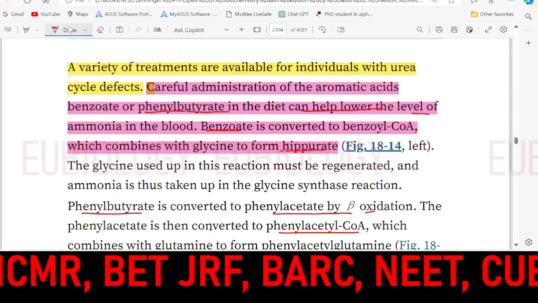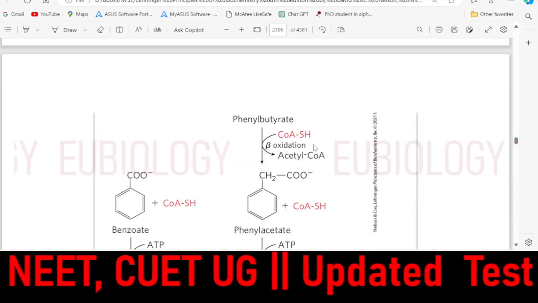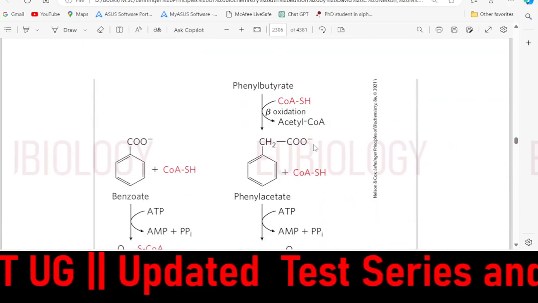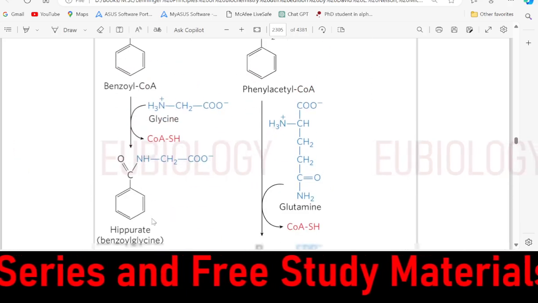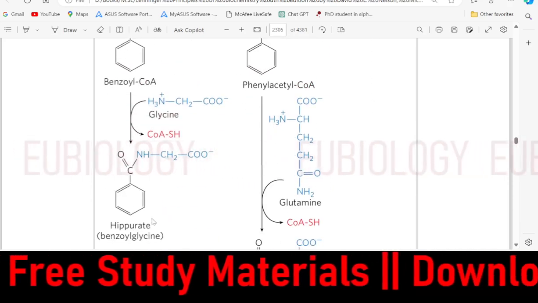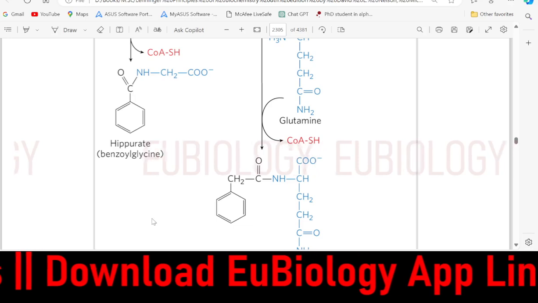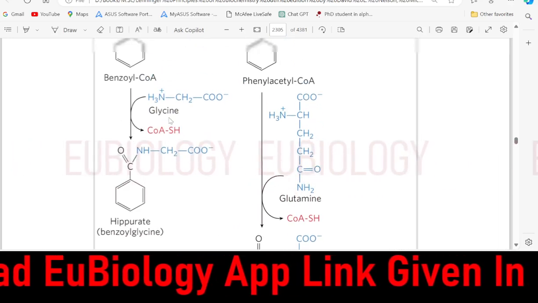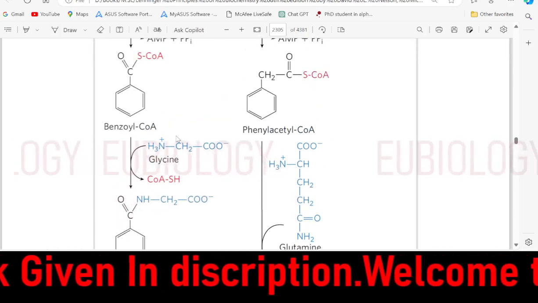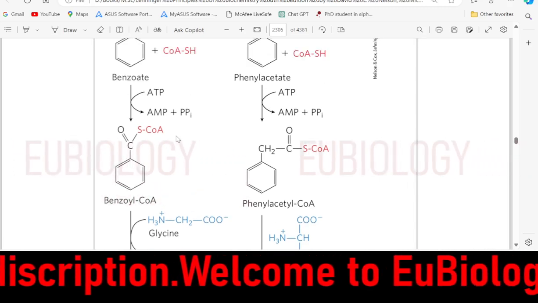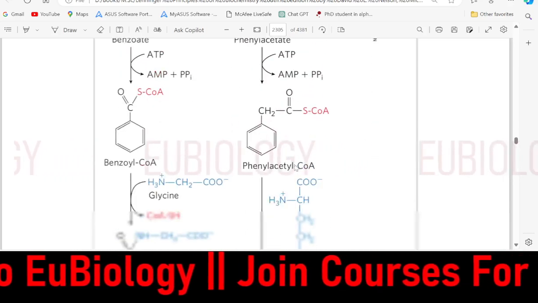So here we'll see where it is. This is the benzoate. It will bind with coenzyme A and form benzoyl coenzyme A. This benzoyl coenzyme A binds with glycine and gives the hippurate. Why are we so concerned about the glycine? Here we are not reducing the NH4 plus. How is the NH4 plus ammonia reduced? And here also you will find the phenylbutyrate will finally give you what?